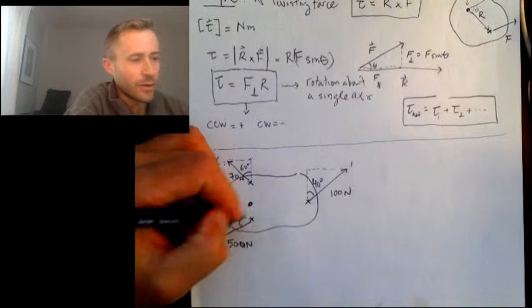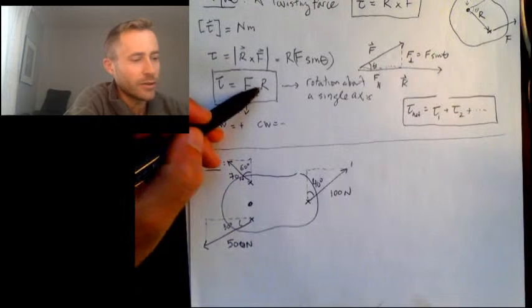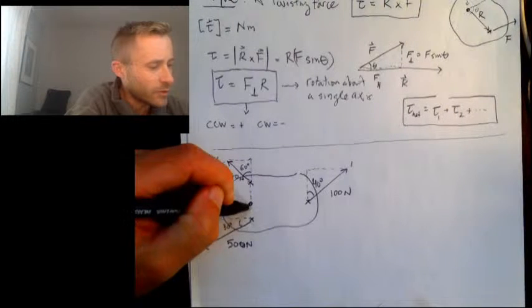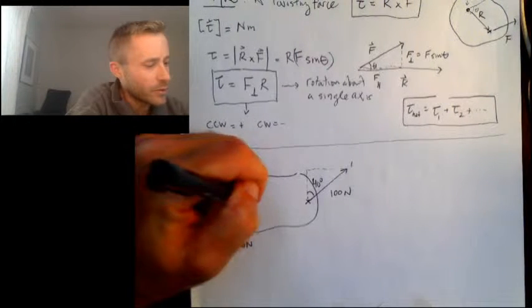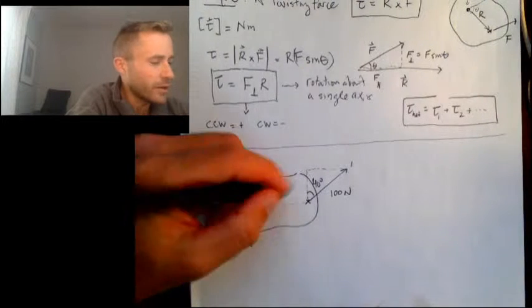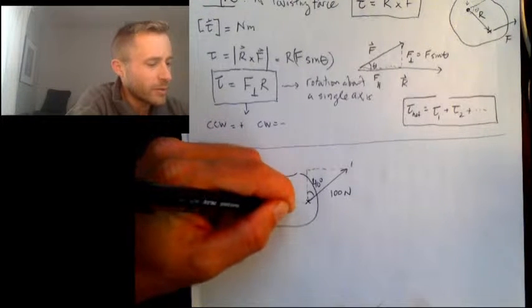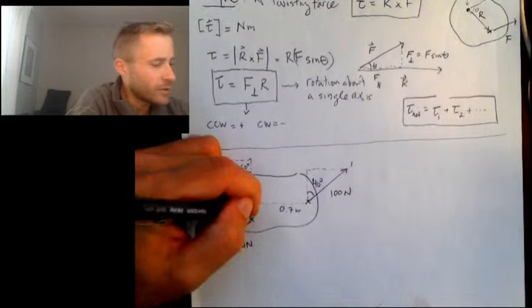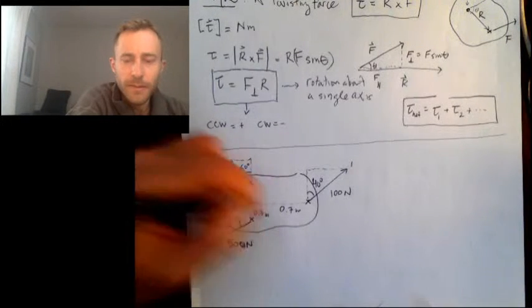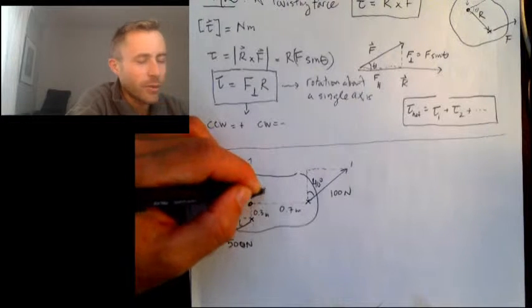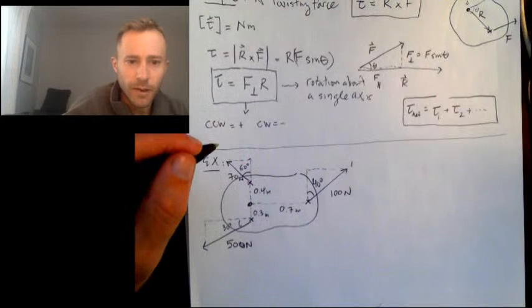Now in order to calculate torque, you need to know the distance from the pivot. So let me give the distances from the pivot for each of these forces. This distance right here is 0.7 meters. This distance right here is 0.3 meters. And this distance right here is 0.4 meters. Okay.